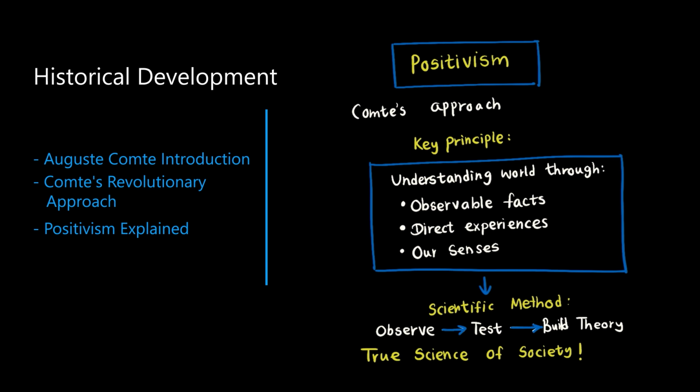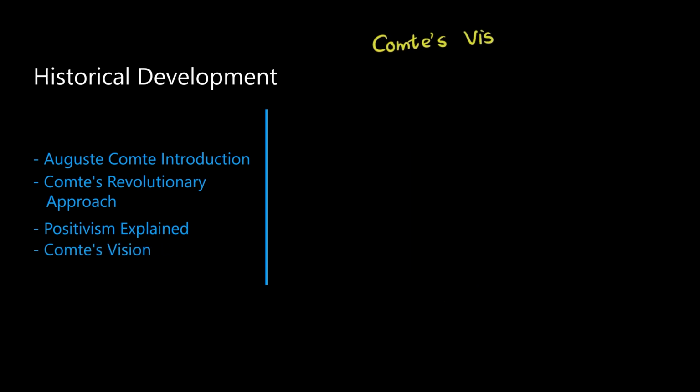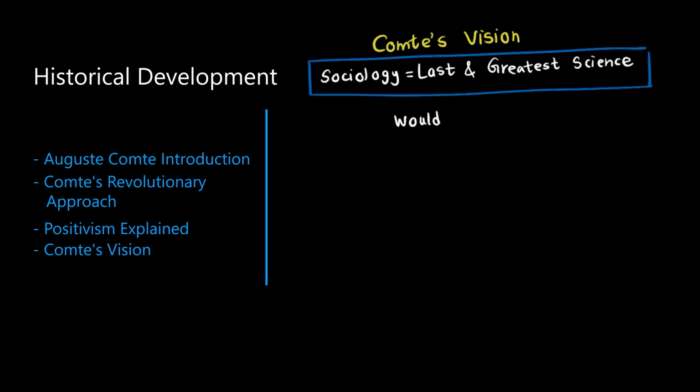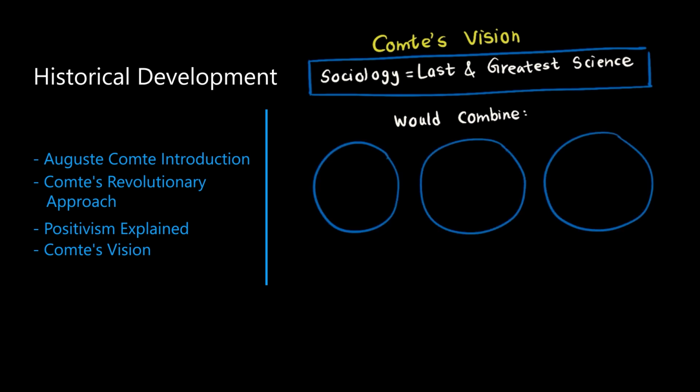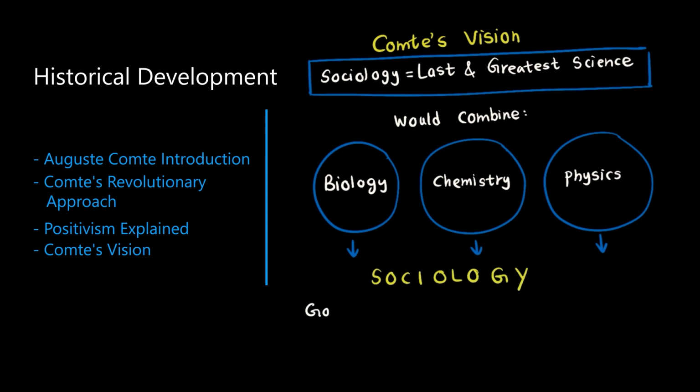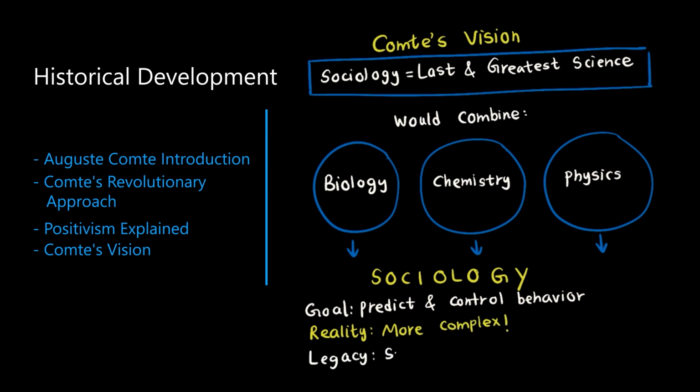He believed that by using the scientific method to test theories, we could build a true science of society. Here's what's fascinating about Comte's vision. He believed that sociology would be the last and greatest science because it would apply the scientific knowledge and methods of all the established fields, especially biology, chemistry, and physics, to predict and even control human behaviour. Now, we know today that human behaviour is far more complex than Comte imagined, and we can't control it like we can control chemical reactions. But his insistence on systematic observation and testing shaped the entire discipline.